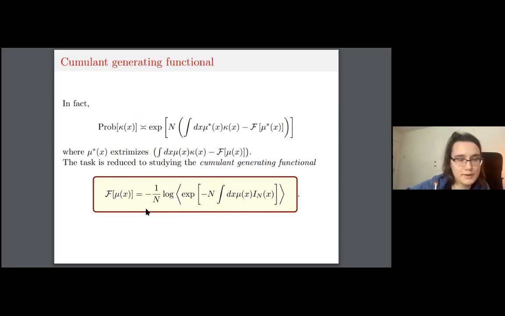So this probability will be asymptotically equal to exponent of n times this integral of mu of x k of x minus the cumulant generating functional, at the mu star that extremizes such a thing. So we will focus on studying the cumulant generating functional. If we study what it is, we can get the probability and we can get some quantities that are connected to the original index distribution.